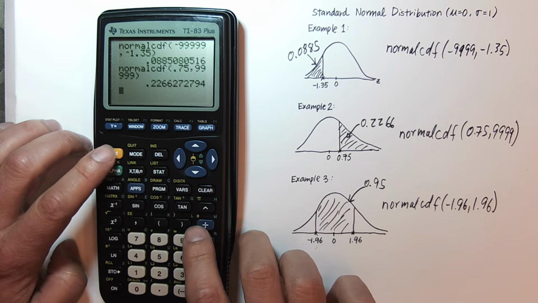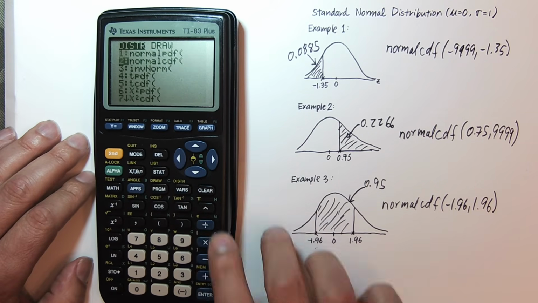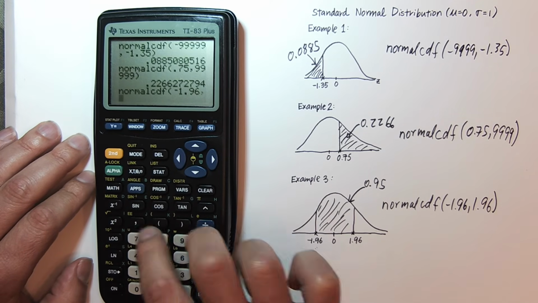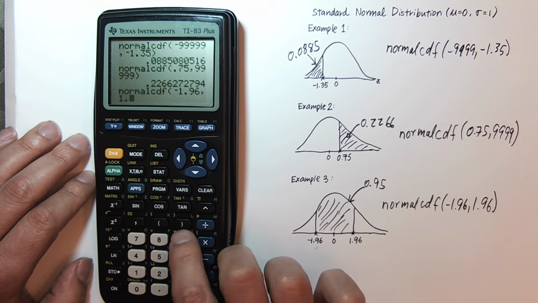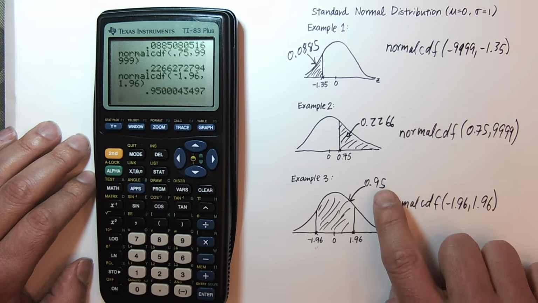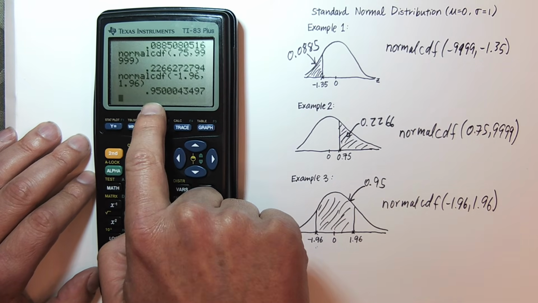For the last one, second distribution, norm CDF. And now I'm going to go from negative 1.96, comma, to positive 1.96, close parenthesis, equal. And you can see I'm getting the same 95% or 0.95 probability.